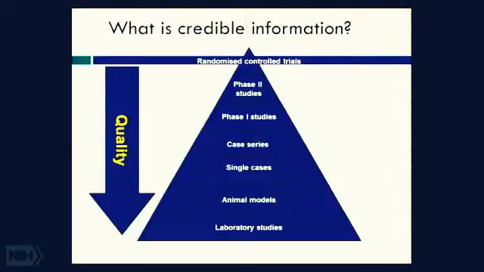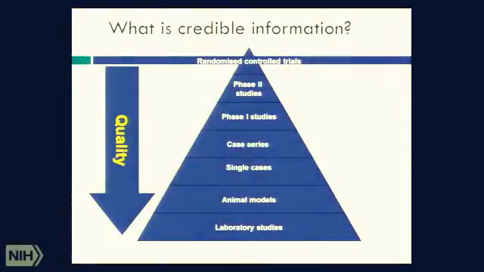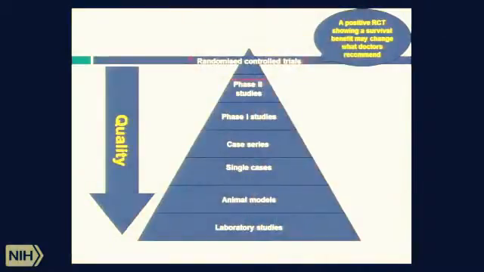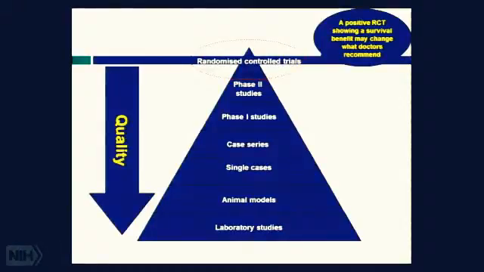The quality goes up as you get to the pinnacle of a randomised controlled trial in understanding just how well that information might apply to the larger group of people, for example, with mesothelioma. So a positive randomised controlled trial showing a benefit, showing that people live longer when they're on the new drug, may change what doctors recommend, may change what the FDA approves and what is generally reimbursed.